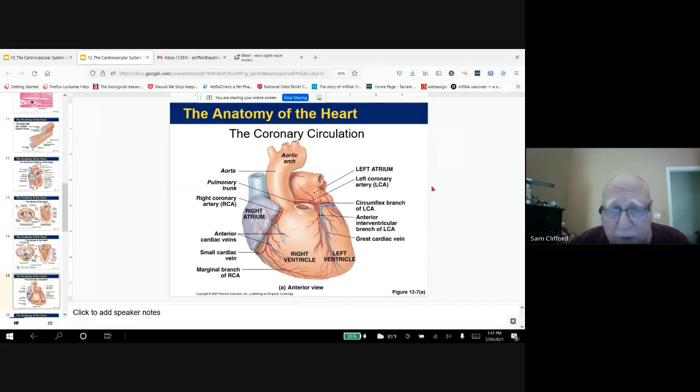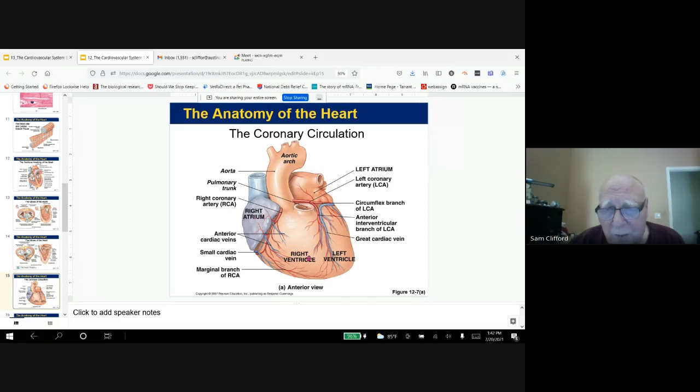Again, another view of the heart. You'll have questions in WebAssign. Notice that the aorta is coming from the left ventricle. The pulmonary trunk is coming from the right. The aortic arch carries blood to all of the body. The pulmonary trunk carries blood to the lungs. The superior vena cava returns blood from the top of the heart to the right atrium.